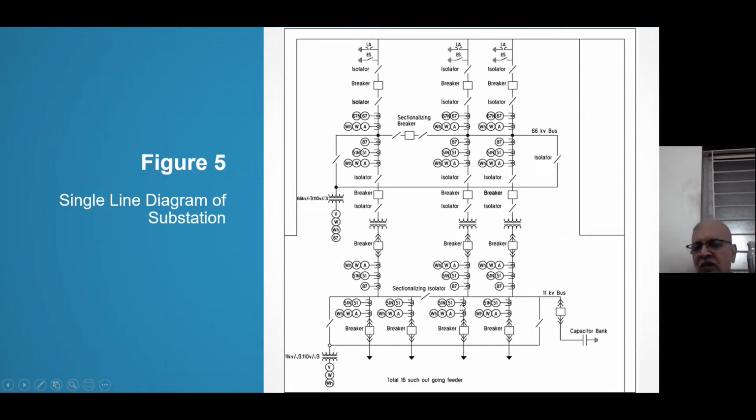All outgoing feeders will have overcurrent and earth fault relays and meters. Then I need a capacitor bank to improve the power factor, right? So this much is the complete single line diagram, which will let you know how your substation will be, right?